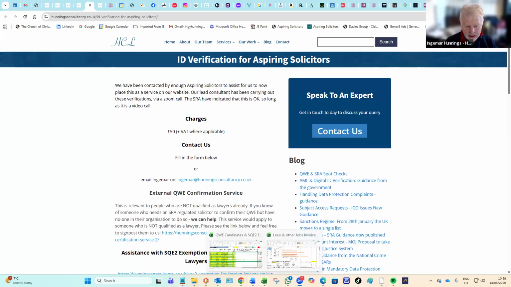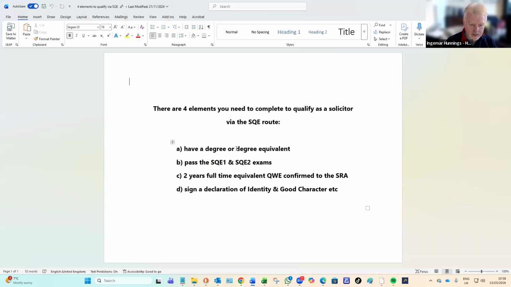Right. Let's go back and start talking about exemptions. You can't be exempted from the degree or degree equivalent, nor can you from your identity verification and criminal records. But there are exemptions available with regard to the exams and the QWE. So the SQE1 exam, in truth, the only way that you're going to be exempted from that is if you by chance have in fact sat the old LPC exam, the old route to qualifying, and passed that. So you could trade in an LPC pass against an SQE1 exemption. Okay.